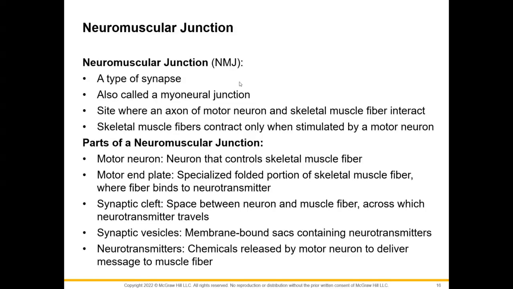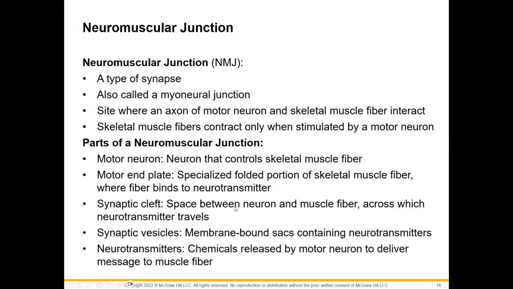Now, in order for all of this to get started, we actually have to send a signal to the muscle somehow. And this is where the neuromuscular junction comes into play. It is a type of synapse. It's also called a myoneural junction. It's where the axon of a motor neuron and a skeletal muscle fiber come together, where they interact. The skeletal muscle fibers then contract when they're stimulated by the motor neuron. So this is the connection between the nervous system and the muscle.